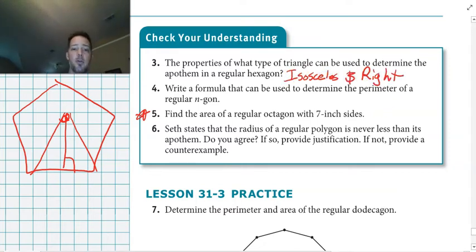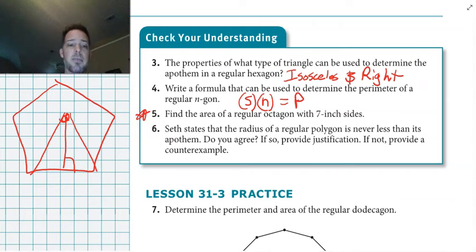Okay, it says write a formula that can be used to determine the perimeter of an n-gon, so any size shape. All you need to know is any of the sides, whatever the side length is, s, and then multiply it by the number of sides. And we did that before, will equal the perimeter. So whatever side you're given, just take that and multiply it by how many sides you have, and you'll figure out the perimeter.